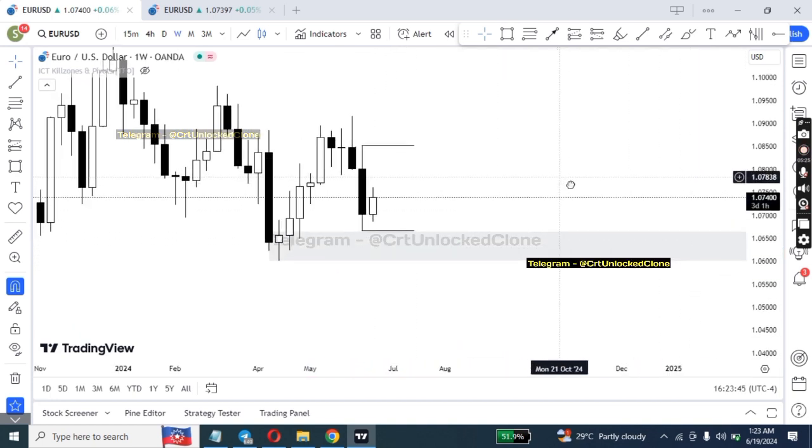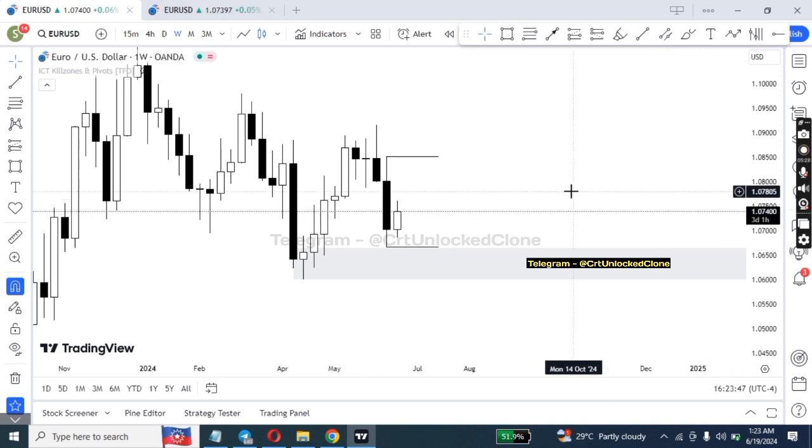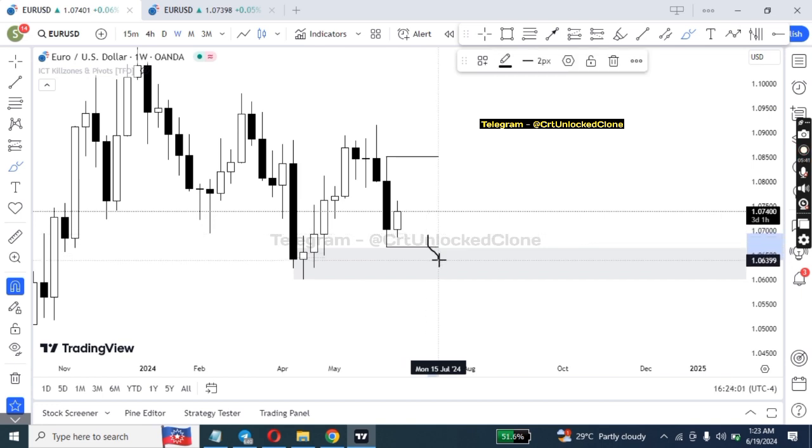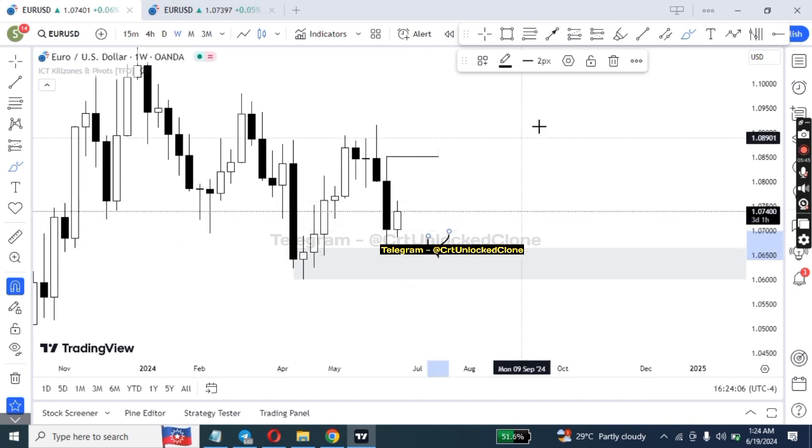Now the way we're going to expect this CRT to be an actual CRT is if we expect price to come down lower, test this monthly higher time frame discount rejection block here, right, and price to take out this CRT low, and then we can have a reaction from here, and then this reaction can either be till this 50% of this CRT, and then the opposing end of this CRT.